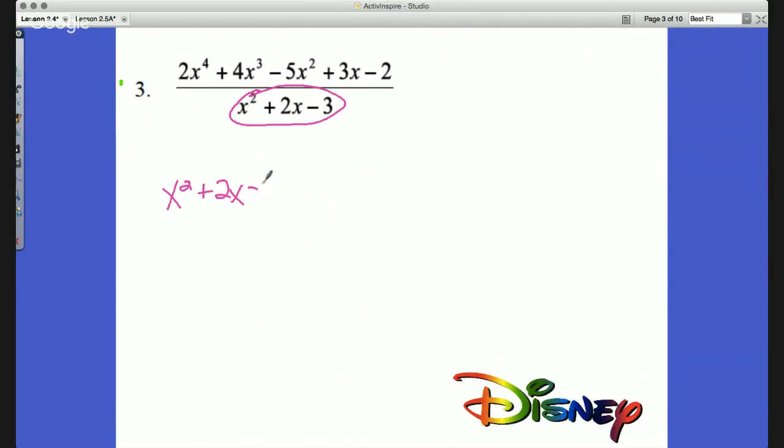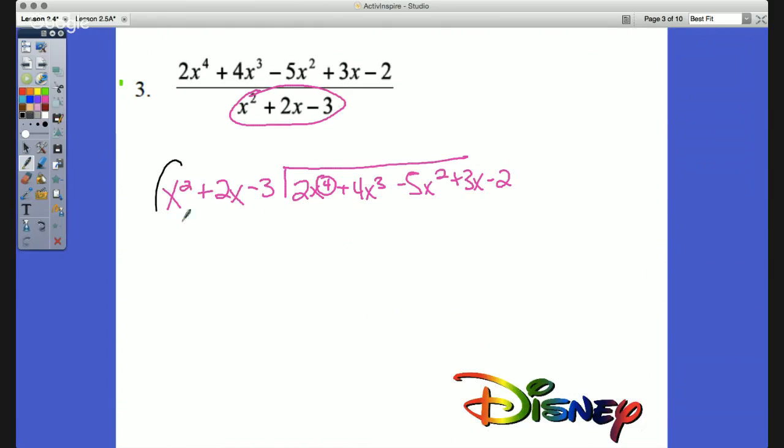x squared plus 2x minus 3 is going to go into 2x to the fourth plus 4x to the third minus 5x squared plus 3x minus 2. Again, make sure for my highest degree or my highest exponent, it must decrease by 1 each time, and it does that. So we don't have to add any 0x's or 0x cubes or anything like that. So my next question is the same.